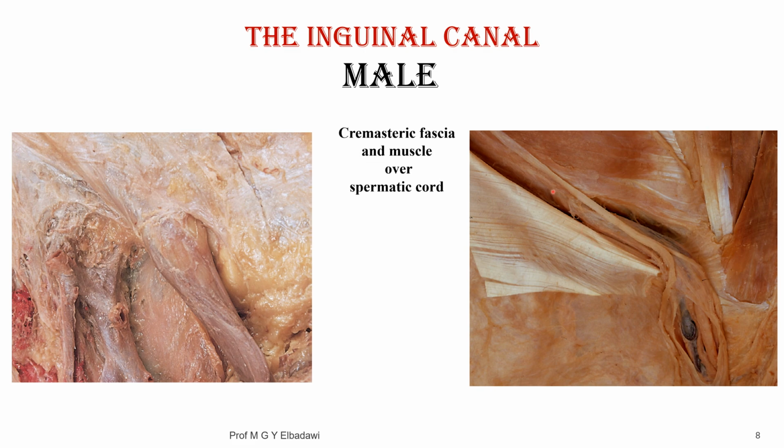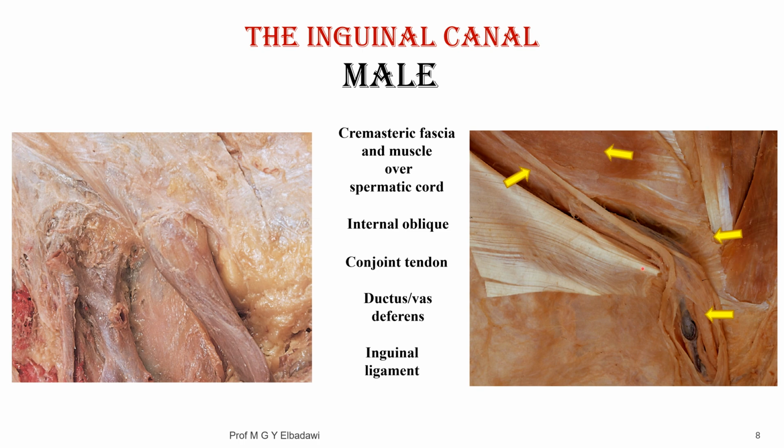Also, you can see the cremasteric muscle and fascia, which is the second layer of the covering of the spermatic cord. You can see the internal oblique here. While approaching the inguinal canal, you can see the cut edge of the conjoint tendon, the fusion of the transverse abdominis and the internal oblique. That is the ductus deferens, as we said. And this is the inguinal ligament from here and from here. That is the male inguinal canal.